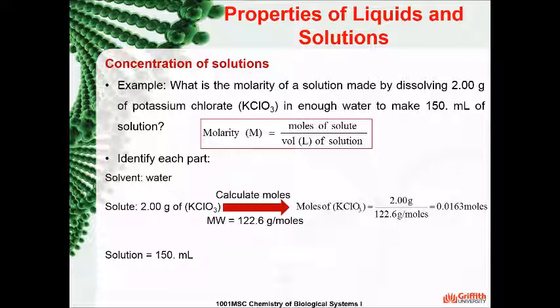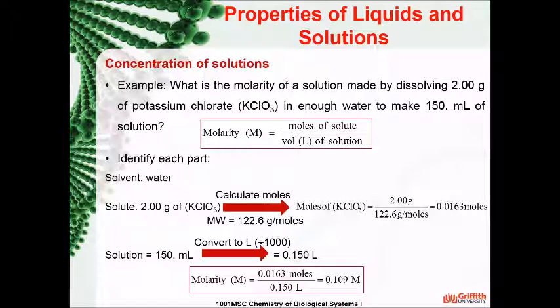However, we need to convert the volume to litres. To do that, we simply divide by 1,000, so the volume is 0.15 litres. Now we have all the required information. We can calculate the molarity, and it is 0.109 molar. This is the end of Module 7.